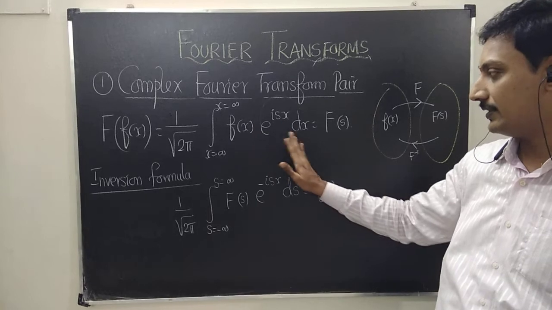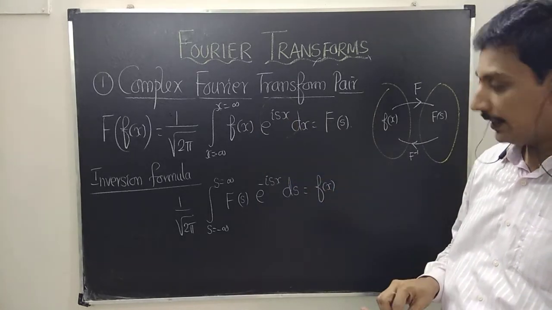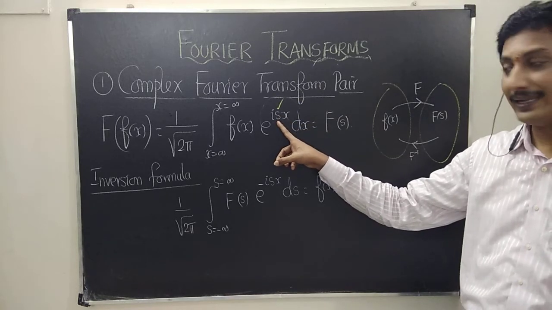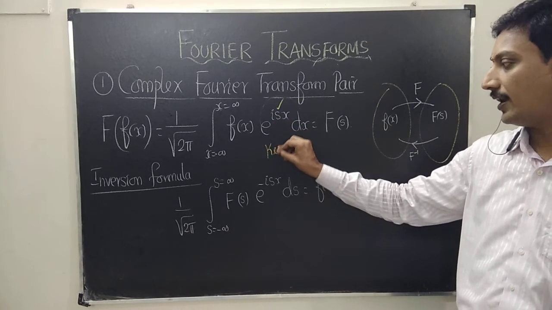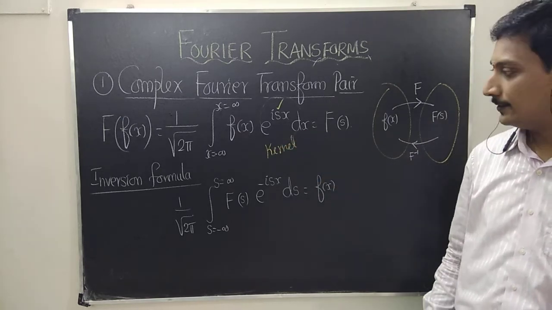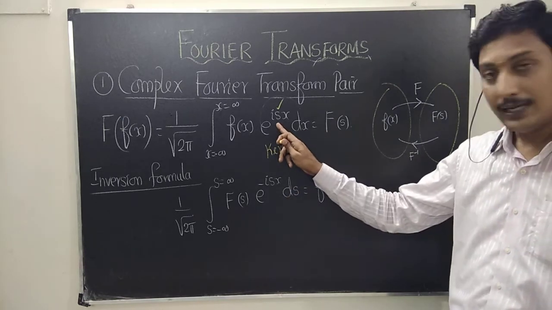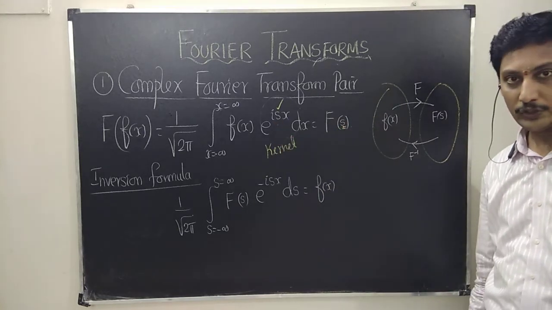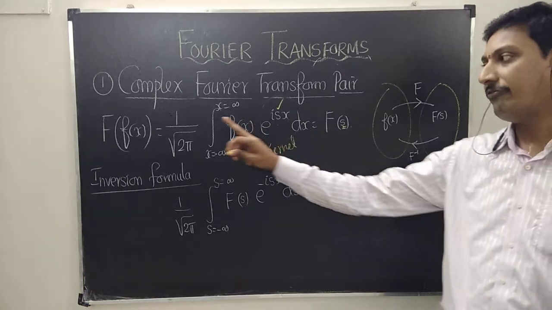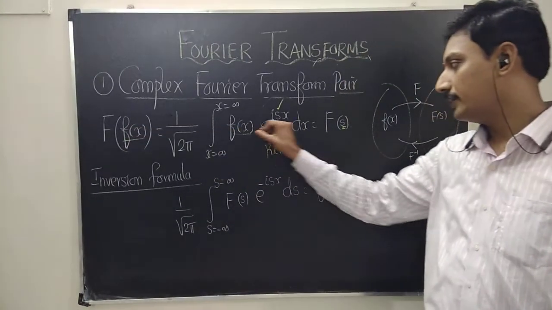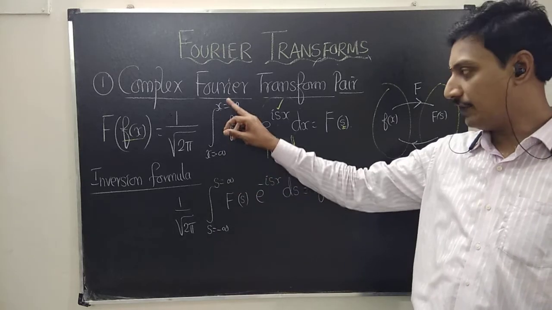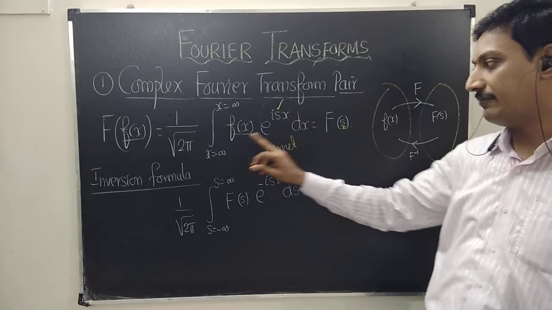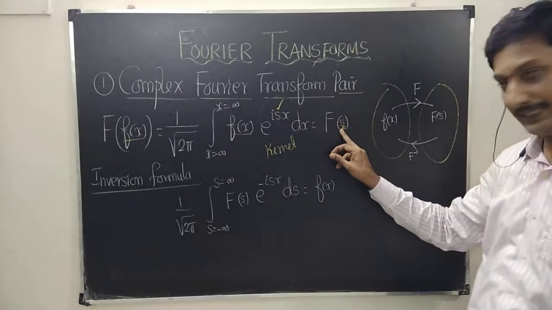After integrating this with respect to x, the output is decided by this kernel. This is known as the kernel. It's often called the processor. This is in terms of the parameter s, so the outcome is only s. So the Fourier transform of f of x is equal to the integral from minus infinity to plus infinity of f of x e to the power i s x dx. After integrating with respect to x, the output is f of s.